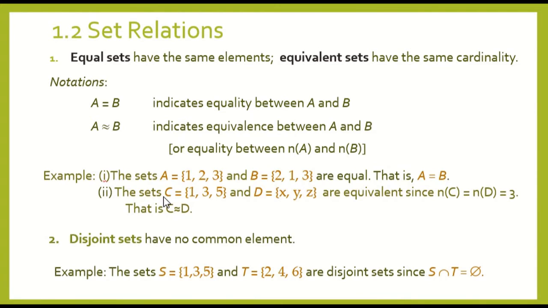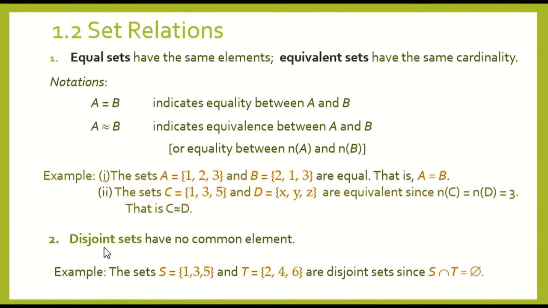Another, we have the sets C, which has elements 1, 3, 5, and D, which has elements X, Y, and Z. C and D are equivalent sets, since ang cardinality ni C is equal to the cardinality of D, which is 3. So, tuluman ka elements kang C. Ang kadipod kay tulupod iyahang elements. So, kay pareha man silag number of elements, therefore C is equivalent to D.